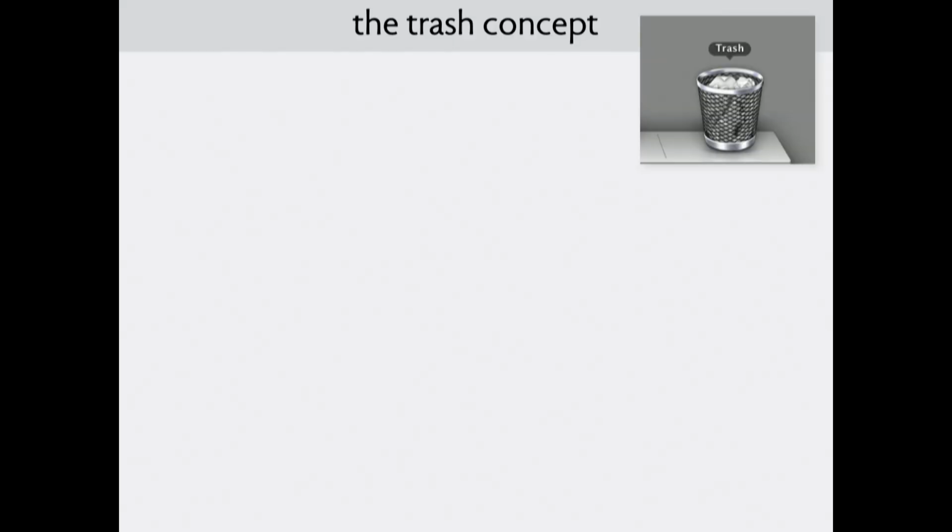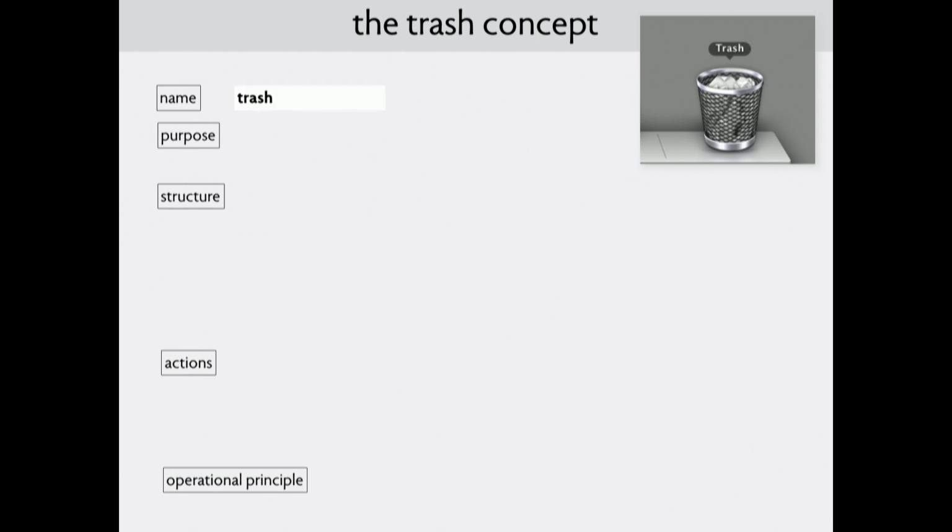Our friend the trash, which is a pretty interesting concept. So here's the way we're going to describe a concept. We're going to describe every concept in 5 parts. The name of the concept, that's pretty easy. In this case, it's trash. The purpose of the concept, the structure of the concept, the actions that make up its behavior, and then what I'm going to call the operational principle. And you'll see what that is.